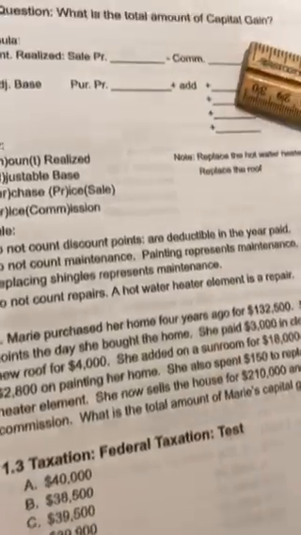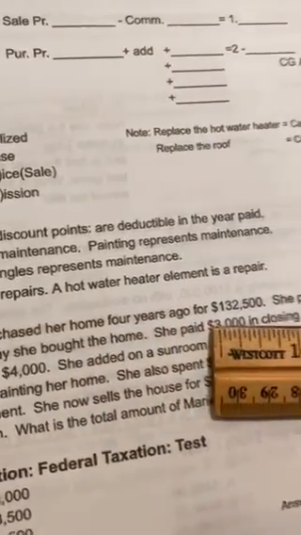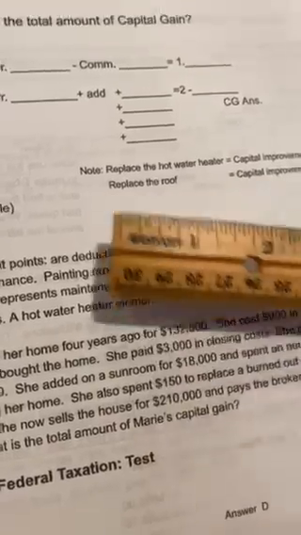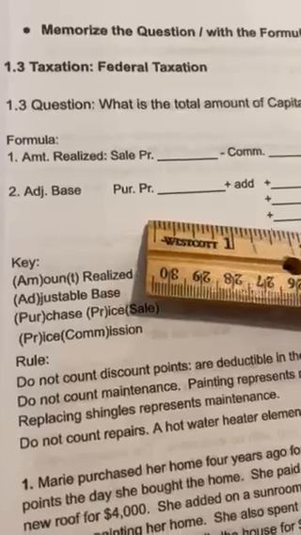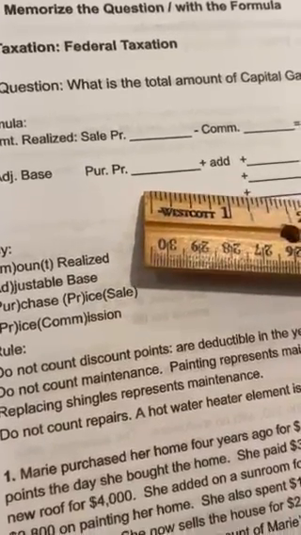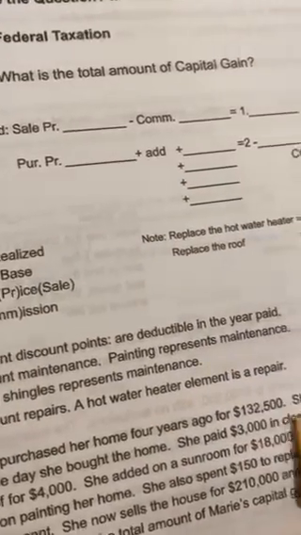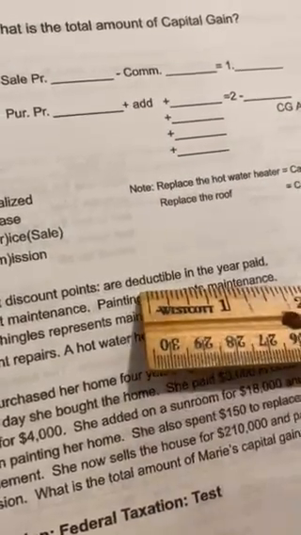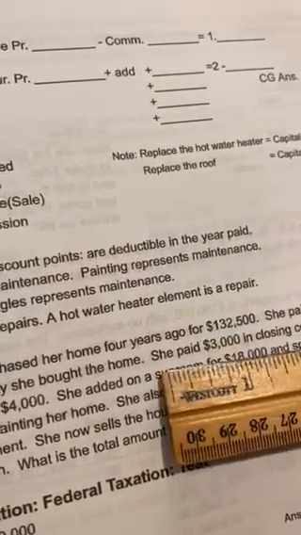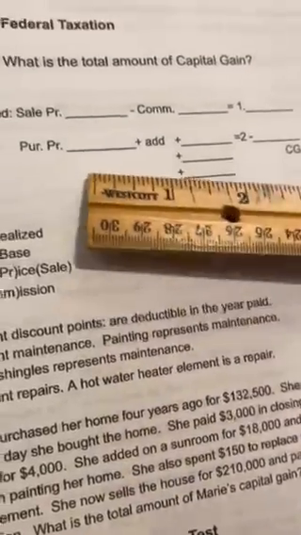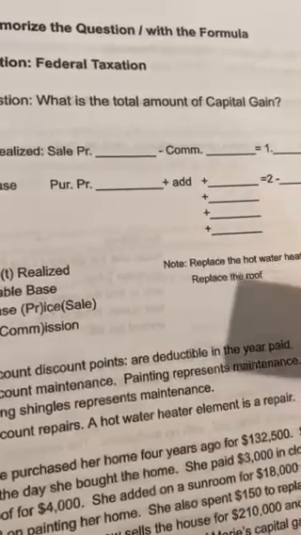Now let's plug into our formula. Marie purchased her home 4 years ago for $132,500. So you look at the adjustable base, the purchase price, and you put in $132,500. She paid $900 in discount points the day she bought the home. You do not count the discount points. She paid $3,000 in closing cost. You would add the closing cost to your adjustable base, line 2, for one of these add-ons.